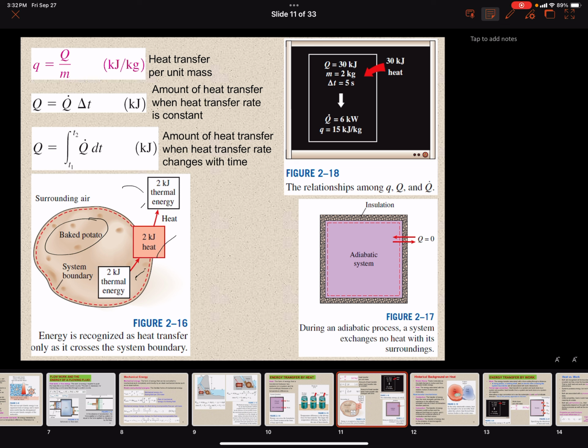They show the difference between the heat transfer quantities. The small letter q is the heat transfer per unit mass, Q is the heat transfer itself, and Q dot is the rate of heat transfer.